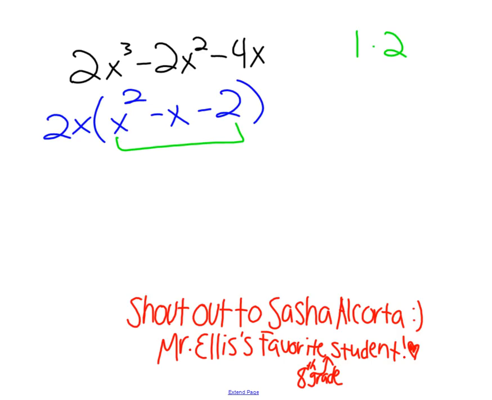Okay. And since we want it to be negative, one of those numbers has to be negative. So which one do you think it is? 2. Why 2? Because b is negative, which means the bigger of the two numbers has to be negative. So 2 and 1 works, which means this is going to look like x minus 2, x plus 1.